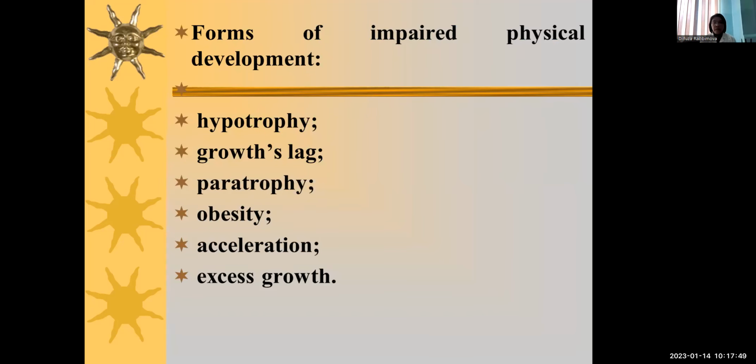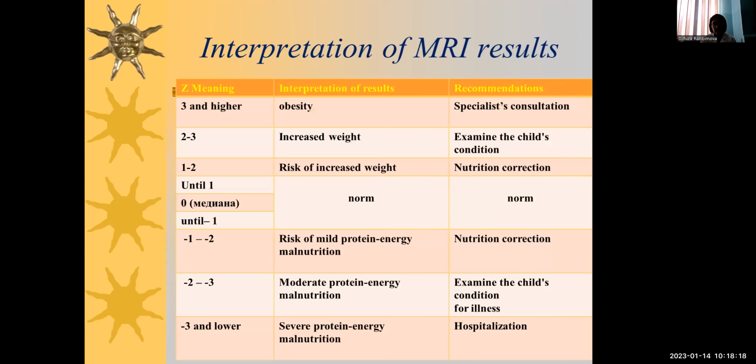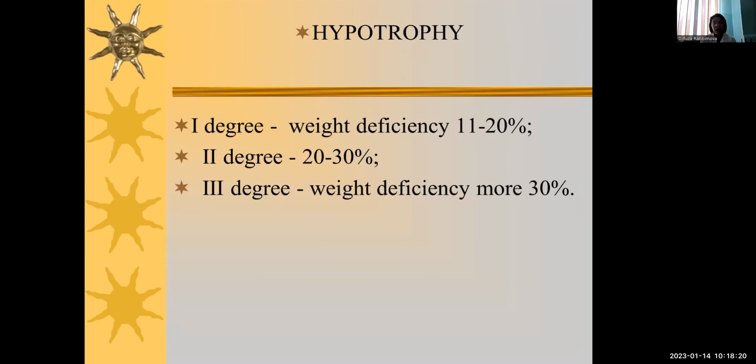Forms of impaired physical development: hypotrophy, malnutrition in many countries, in Russia, in Uzbekistan, maybe hypotrophy. Growth lag, hypotrophy, overweight up to 1 year old. Obesity, overweight after 1 year old. Acceleration and excess growth.